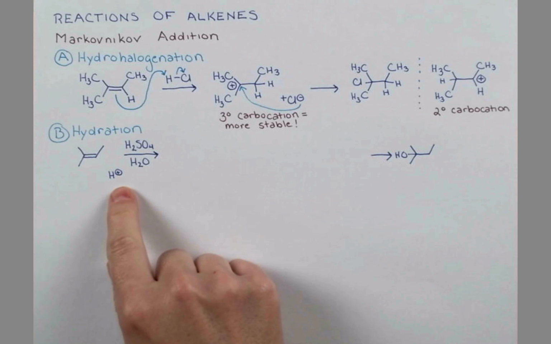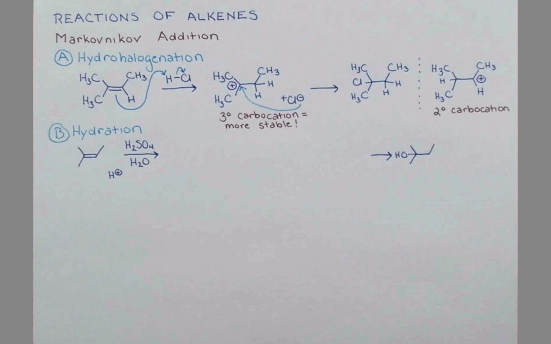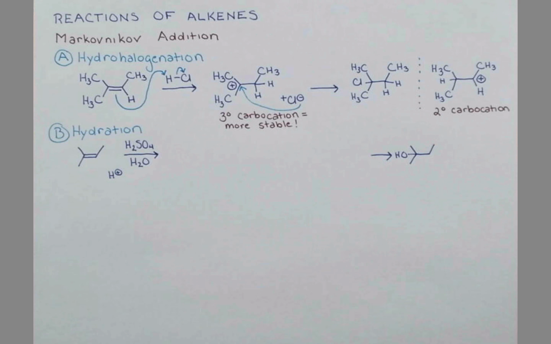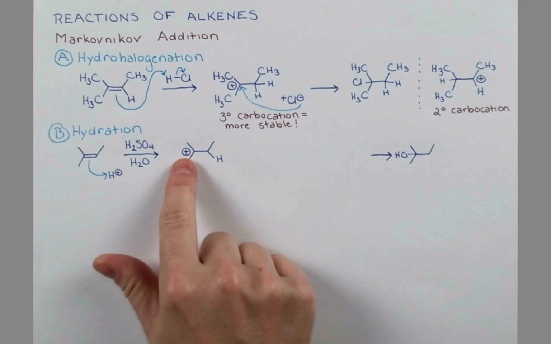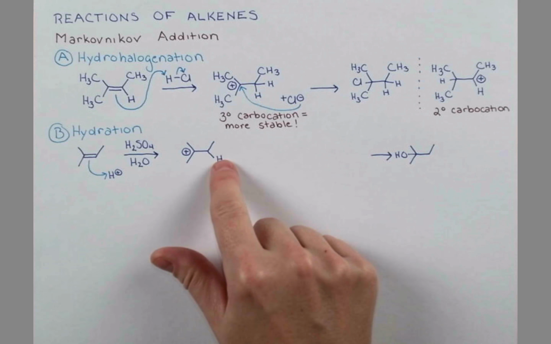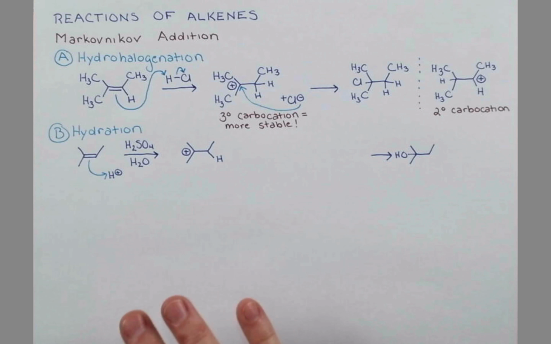I'm just going to show a proton to represent the proton that comes off of sulfuric acid, and our alkene is going to open up to form the more stable carbocation and attack that proton. So here's our tertiary carbocation, here's the new proton. Notice there's only 1, 2, 3 bonds to this carbon, so I've left off the other proton. For clarity, let's just add that in right now.